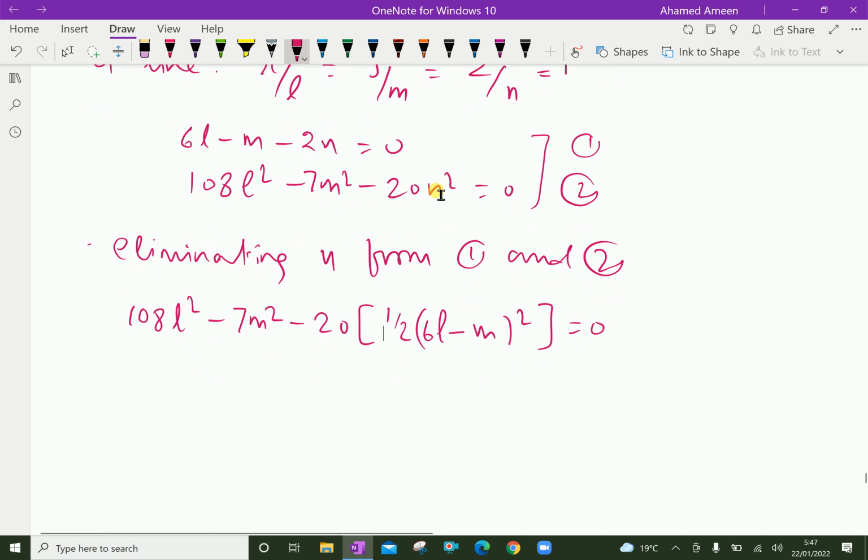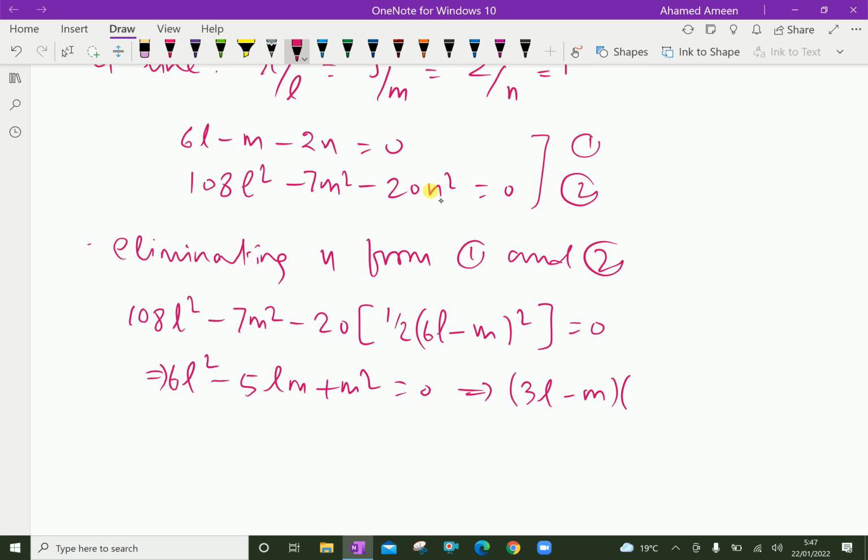Look here, after simplifying we'll get 6 l squared minus 5 lm plus m squared equals 0, or by factorizing we'll get (3l minus m) into (2l minus m), equal to 0.